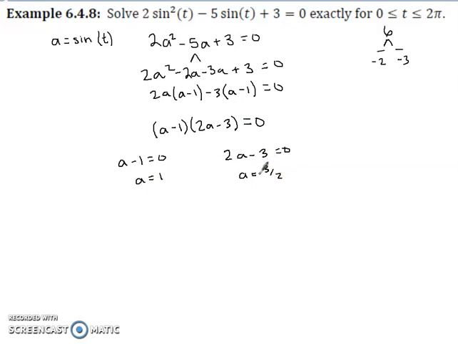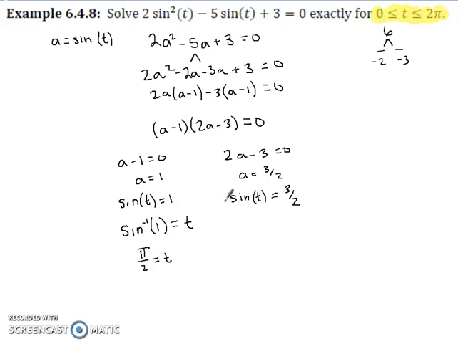So now I found a, but a wasn't even in the question, so I need to go back and resubstitute the sine of t for a. So the sine of t is 1, and the sine of t is 3 over 2. So I am looking for the sine value on the interval from 0 to 2 pi, where my sine value is 1. And that occurs where t is pi over 2. So t could equal pi over 2.